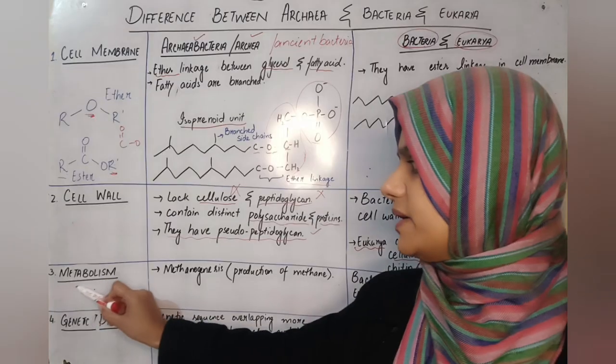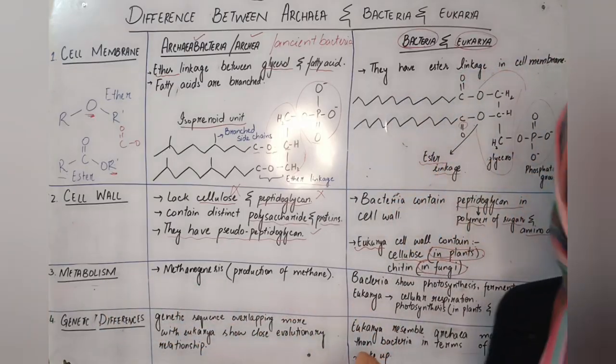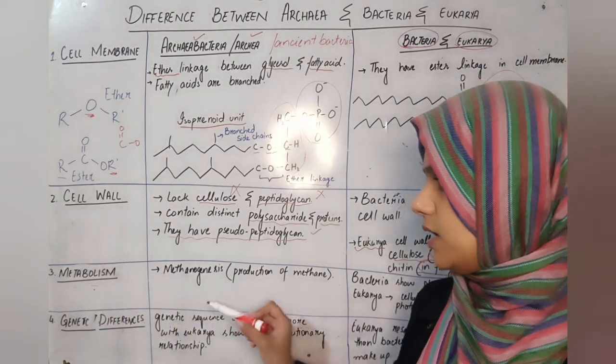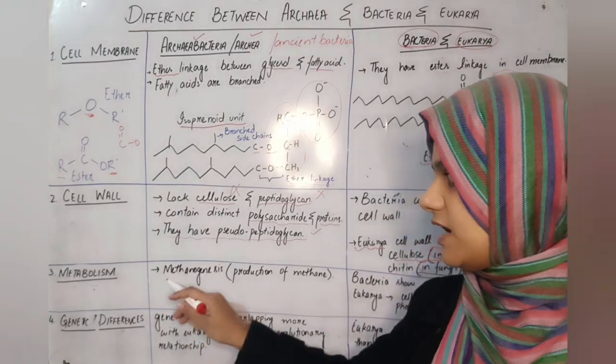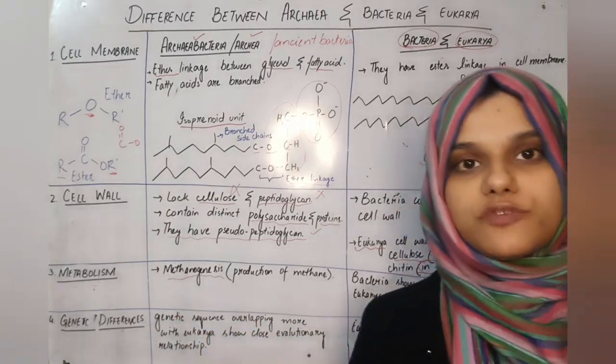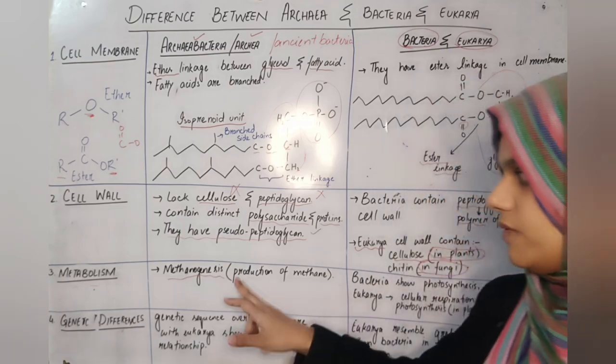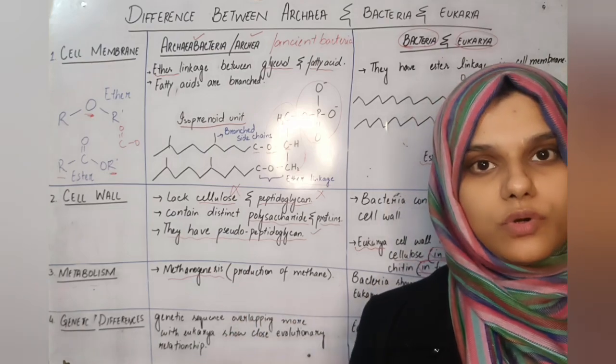Now, if you look at the metabolism, there is a difference in the metabolism of Archaea and Eukarya and bacteria also. They show some very specific metabolism. That is, they can do methanogenesis, that is the production of methane gas, which is used as biofuel. Whereas bacteria cannot do that, nor can Eukarya.